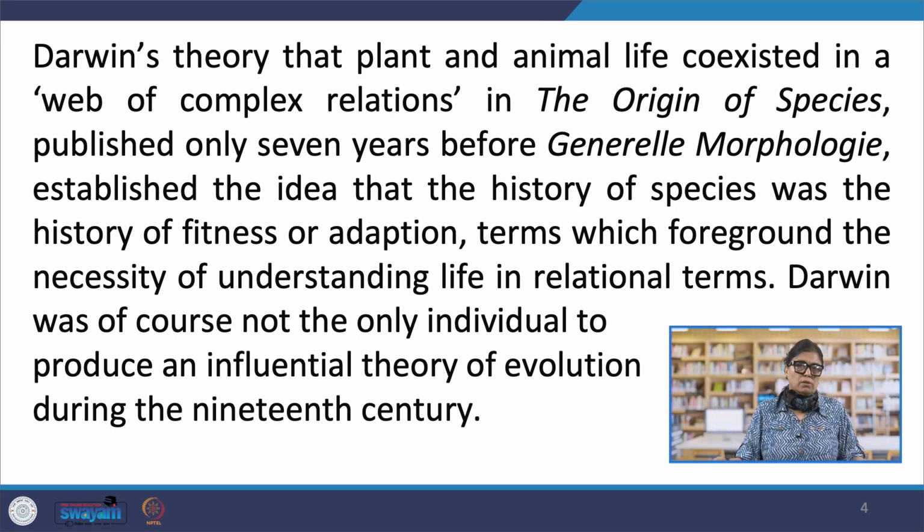Darwin was, of course, not the only individual to produce an influential theory of evolution during the 19th century. Herbert Spencer's attempt to theorize human society as a type of biological organism in which the whole was more than the sum of its parts also foregrounded codependency but extended evolutionary questions into the fields of philosophy and sociology, prefiguring 20th century Earth system sciences in which human societies are seen as part of dynamic planetary processes.